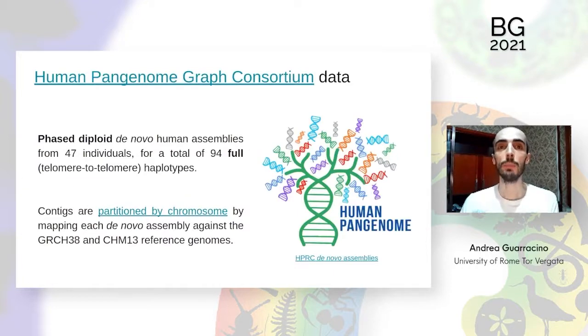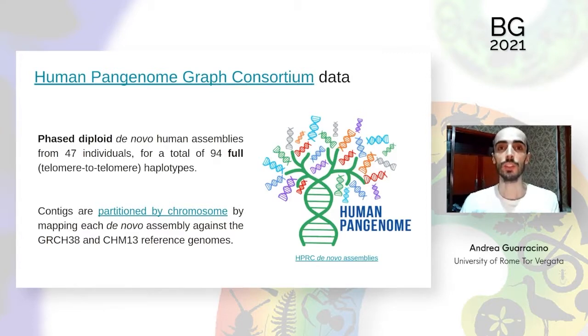To date, among the high-quality de novo assemblies available for the human species, there is the data of the Human Pangenome Graph Consortium. This consortium aims to issue a new pangenome reference that reflects the full range of genomic diversity across the human population, avoiding the ethnic bias present in the human reference genome. The HPRC dataset consists of telomere-to-telomere phased de novo assemblies from 47 individuals.